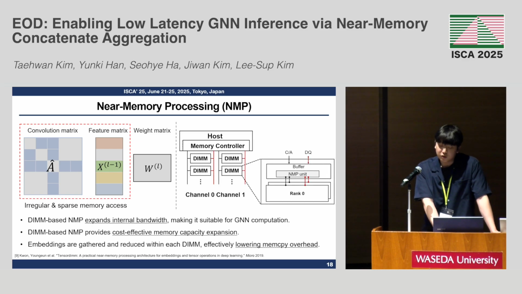Aggregation causes very irregular and sparse memory access. DIMM-based NMP architecture expands internal bandwidth and offers cost-effective memory capacity expansion, making it well suited for GNN. In addition, embeddings are gathered and reduced locally within each DIMM, effectively lowering memcopy overhead.